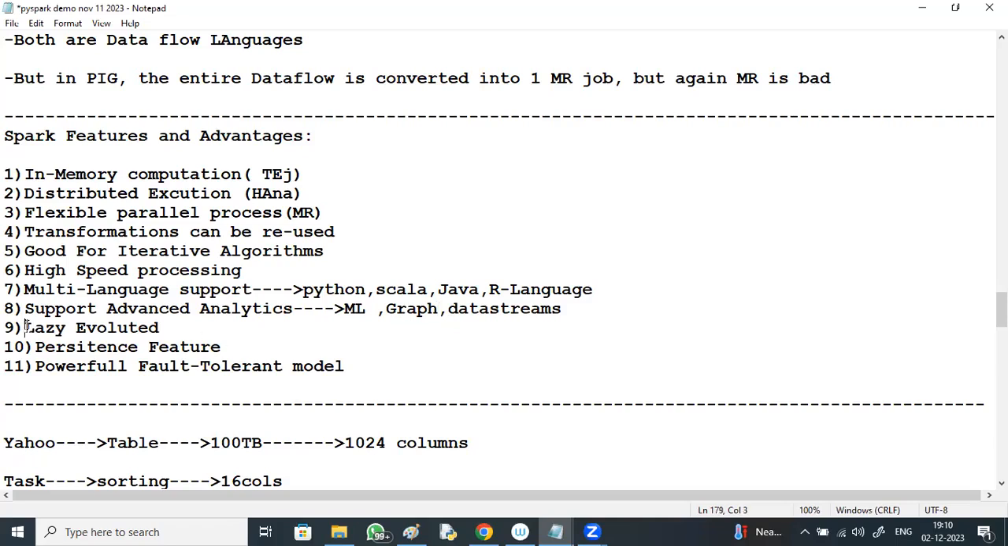Lazy evaluated. And a persistence feature. Persistence means that if anything is persisted, then that output can be used by the other flows. If not persisted, it can't be used. I'll discuss this persistence in more detail in today's session. Spark also has a powerful fault tolerant model.